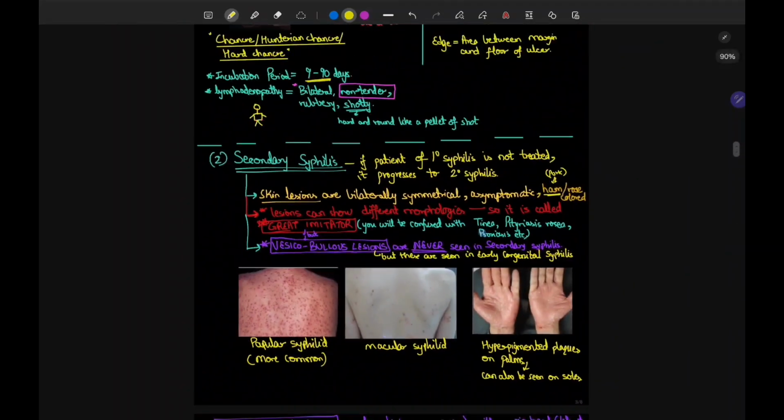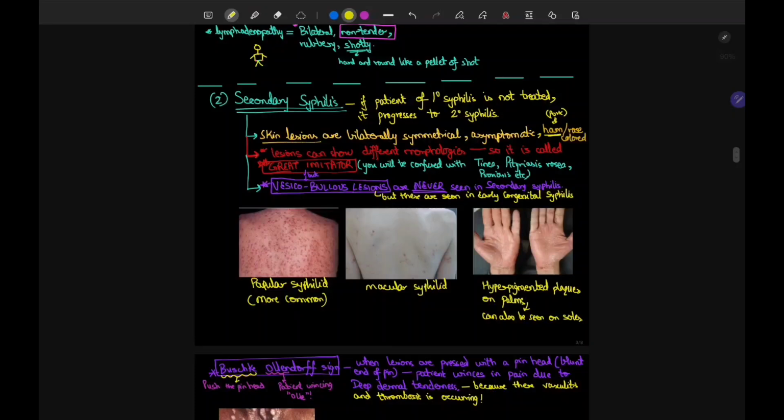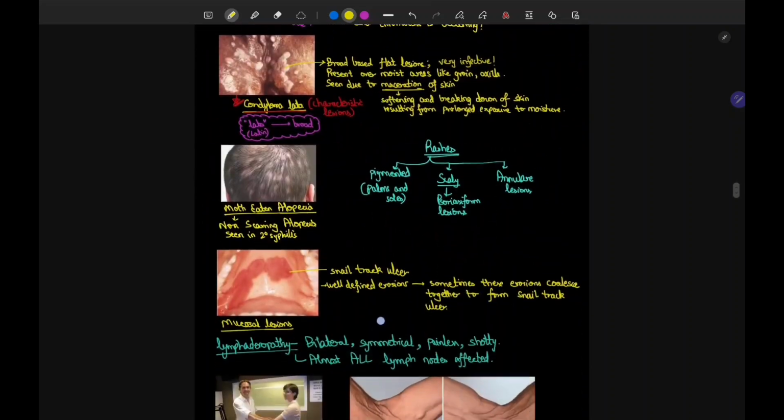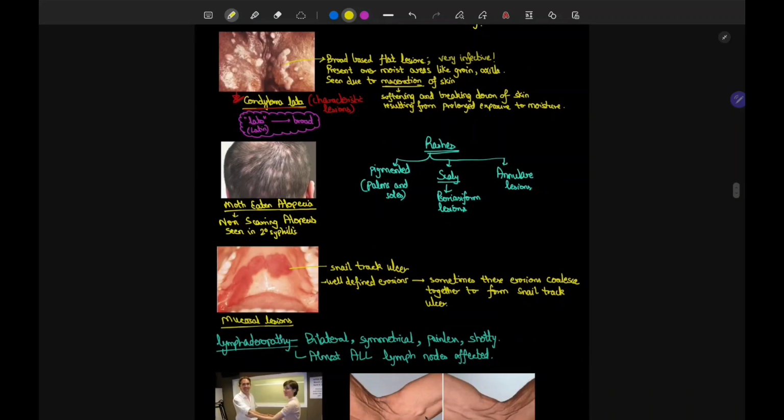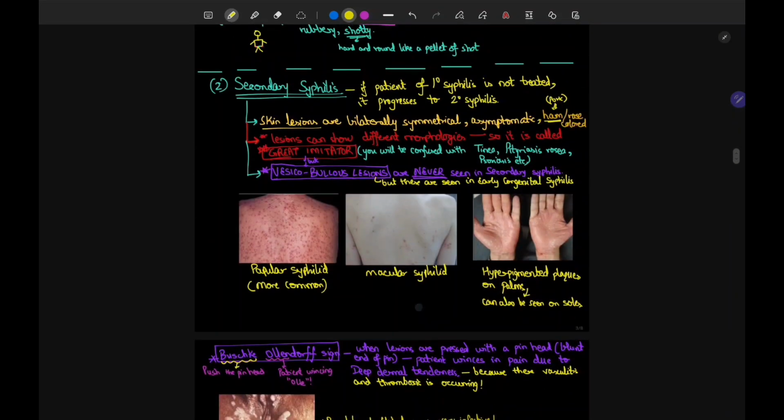Now let's revise this secondary syphilis once again. Papular syphilis, macular syphilis, you may see these rashes, you may see hyperpigmented plaques, you may see condyloma lata, you may see moth-eaten alopecia, mucosal lesions, and lymphadenopathy.